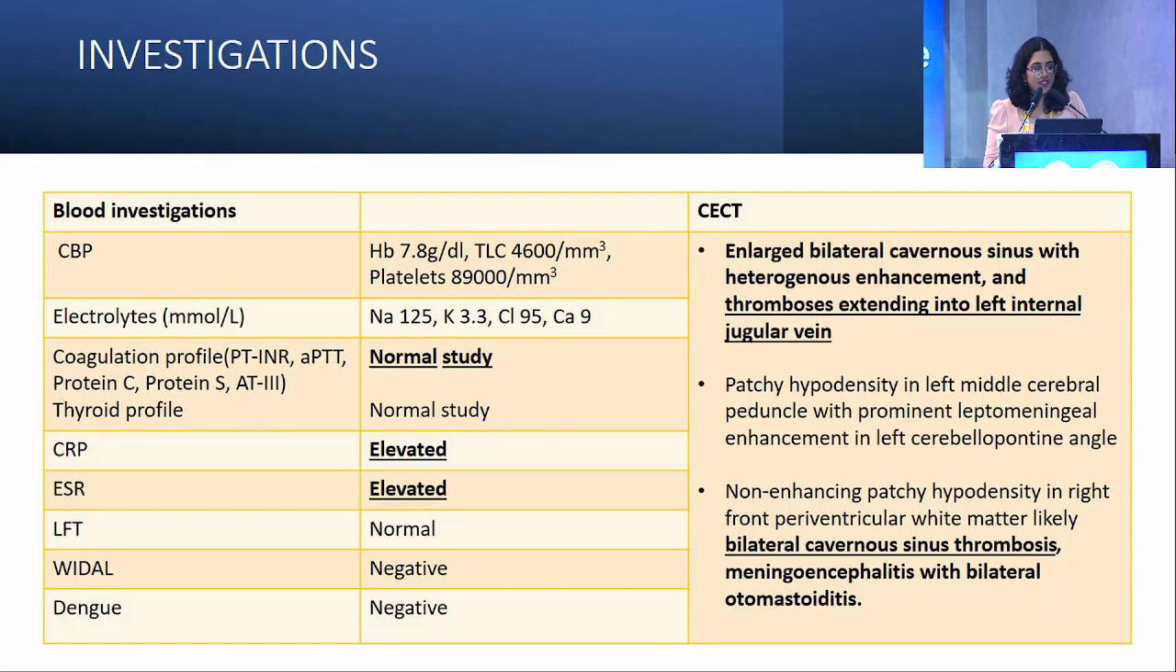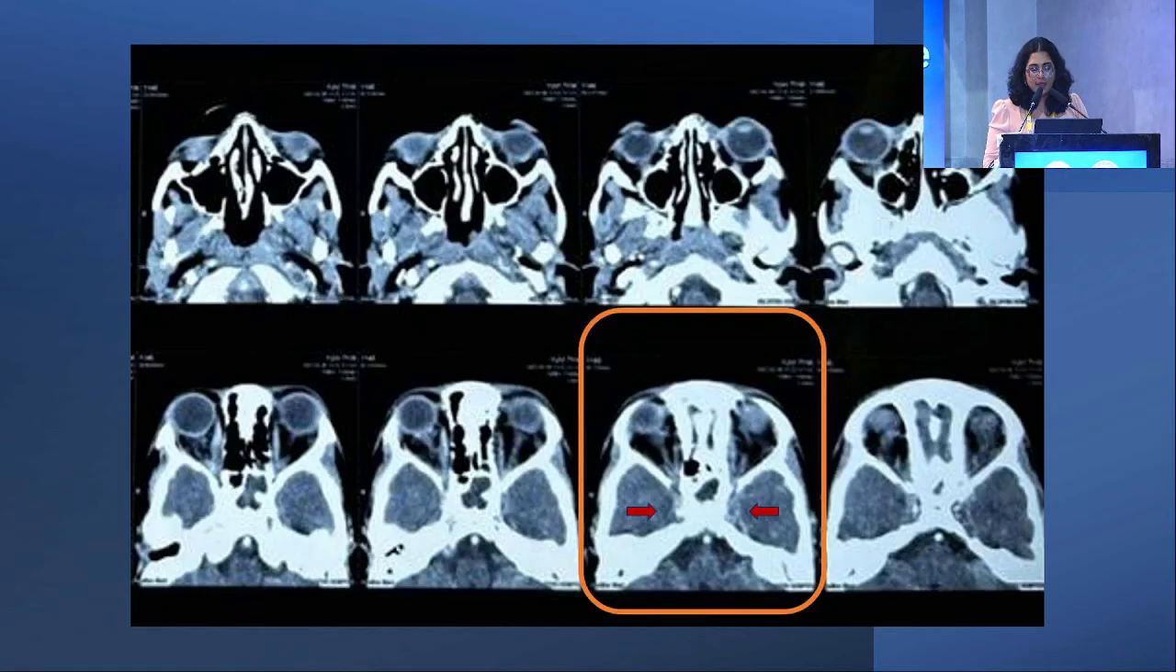In investigations, the coagulation profile was normal, the thyroid profile was normal, and inflammatory markers were elevated. However, CECT showed bilateral cavernous sinus thrombosis with the thrombosis extending into the left jugular vein. As you can see in the CT, the lateral walls of the cavernous sinus have become more convex, and it's more prominent on the left side.